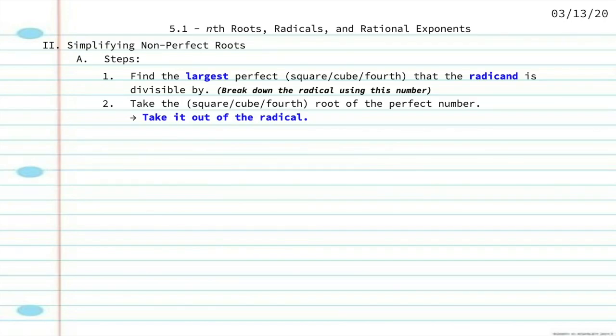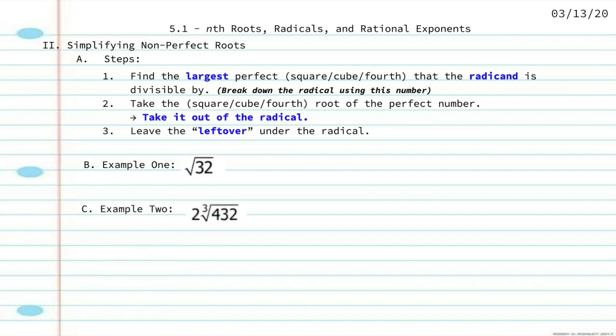Next, take the square, cube, or fourth root of the perfect number. Take it out of the radical. Once you take the square, cube, or fourth, the radical is gone. Like if you take the square root of 9, you know that it's 3. So you wouldn't continue to write that radical sign over the 3 because you've already taken the radical, just as an example. Next, you leave the leftover under the radical. So anything that you could not simplify, if you could not take the square, cube, or fourth of that number, then leave the radical sign there because you didn't do anything to it.